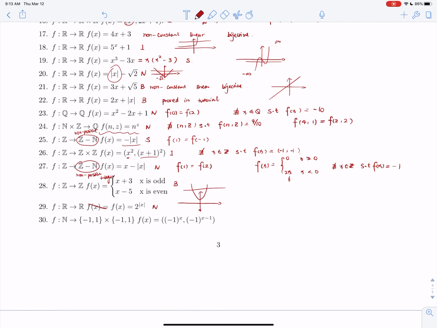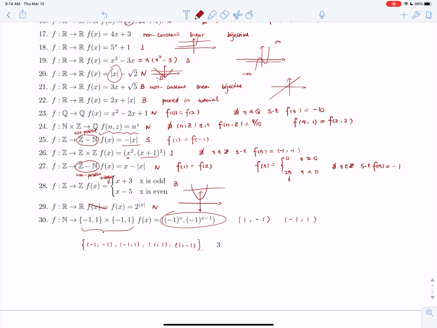Last one, well, we have a Cartesian product here. You should know that this means (-1, -1), (-1, 1), (1, 1), and what else? (1, -1). Okay? But on this side, this will give you either (1, -1) or (-1, 1). So, well, it's not surjective.